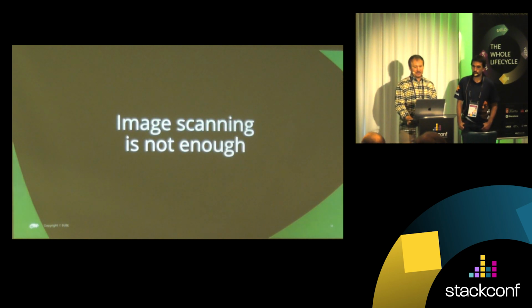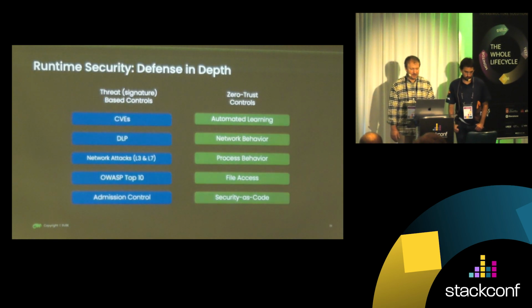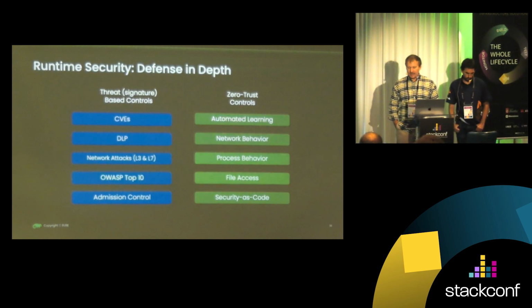So there's a lot of other attacks that you need to be prepared to cover and have a defense against. And image scanning will not help with it. So you need some more stuff in there. And here comes in the runtime security scanning that we provide with NeuVector. And again, here we can divide this into 2 different sets of defense mechanisms.